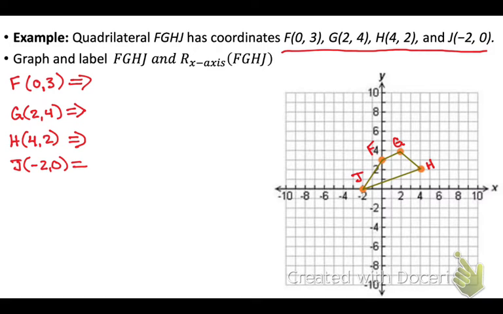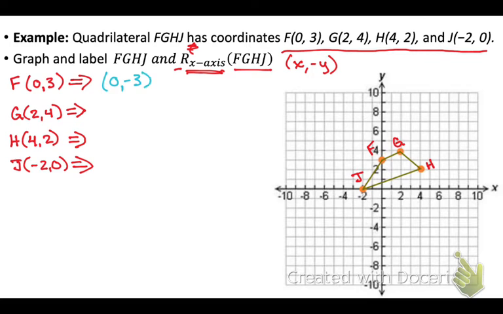Okay, so it says to reflect this shape over the x-axis. So just flip it. Reflect over the x-axis F, G, H, J? Yes. So what is my rule for the x-axis? The y becomes a negative. So x, comma, negative y? Yes. So we're going to have 0, negative 3.